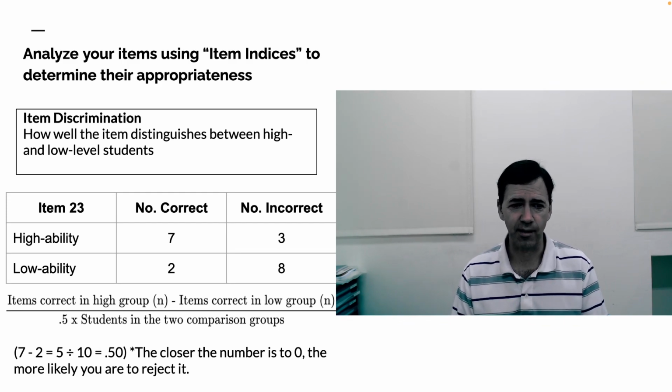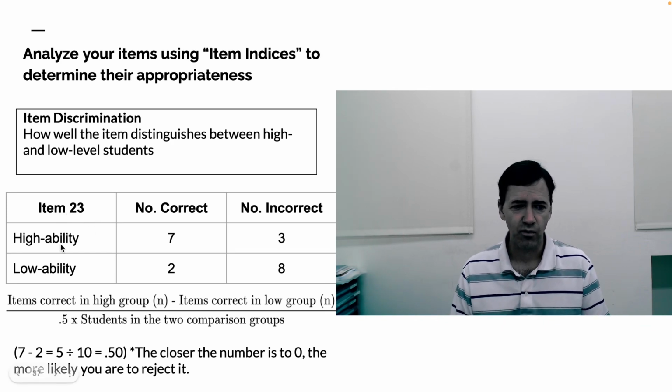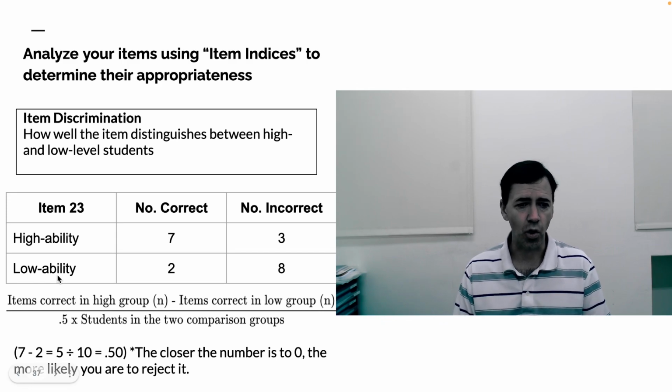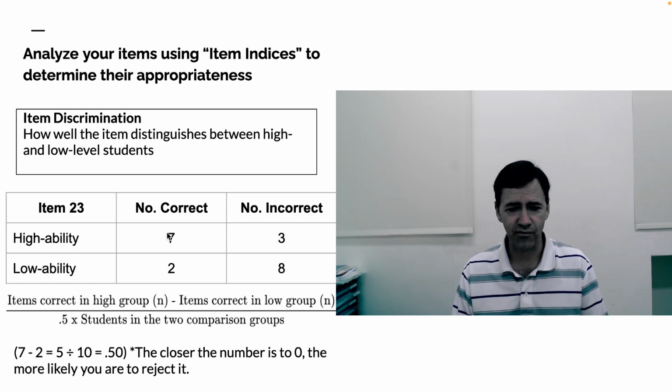So if you look at the example, we'll just give some random number, okay? So item 23 on the test, number 23. We've got our top 10 high level students and our bottom 10 low ability students. Okay, so on this particular item, 7 out of 10 high-level students got it right, and 2 out of 10 low-level students got it right.